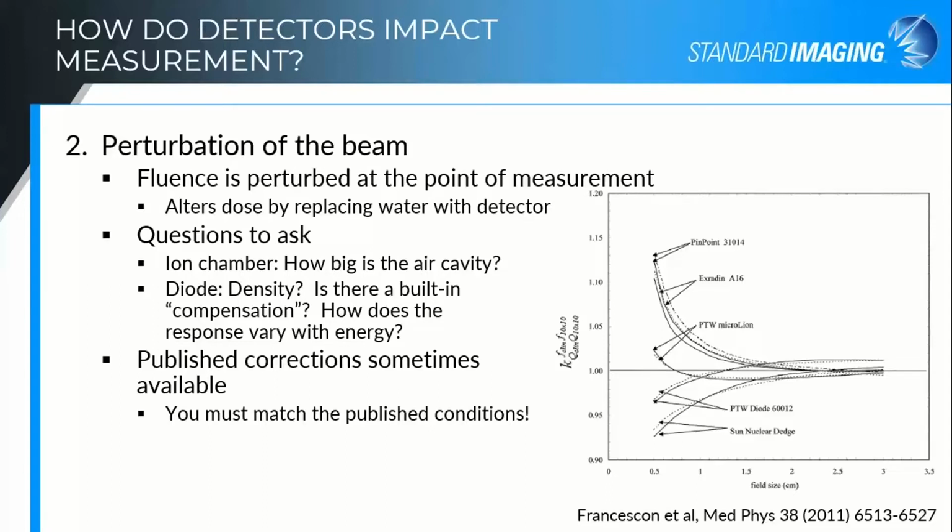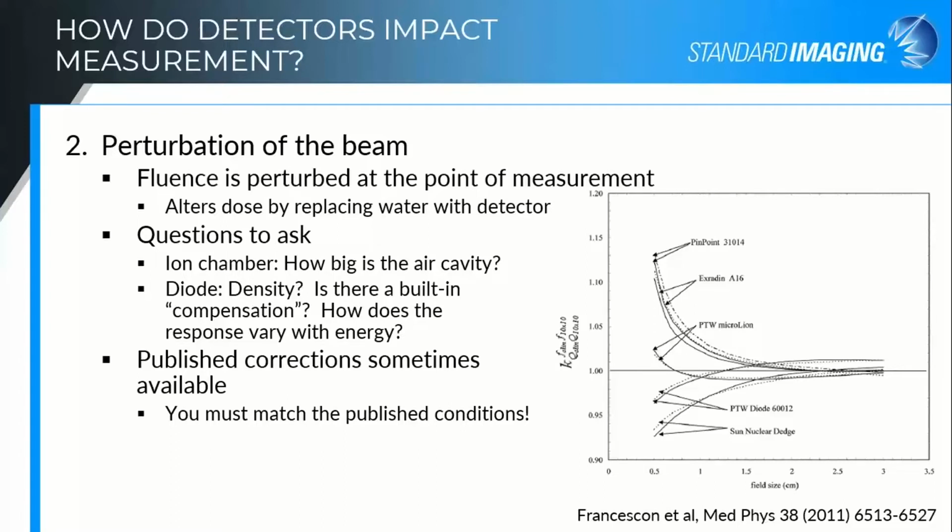So depending on the detector type that you're using, some of the questions that you would want to ask about your detector: how big is your air cavity? What is the density of your diode? For diodes, are they compensated diodes or not? Some diodes have either an air gap to try and offset the density of the diode itself, or some other type of compensation to attempt to make it more water equivalent. However, this can actually alter the response at other energies in a non-desirable way. So how does that response vary with energy for a diode, whether it's compensated or not?